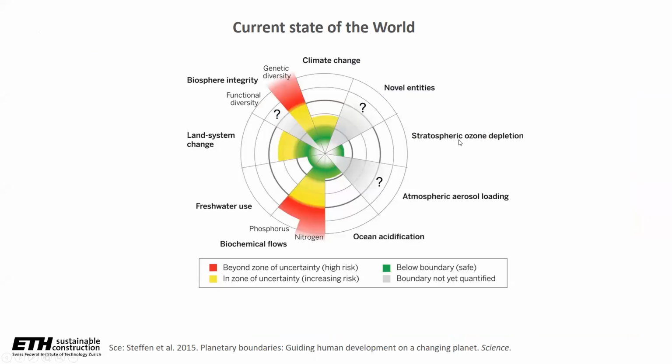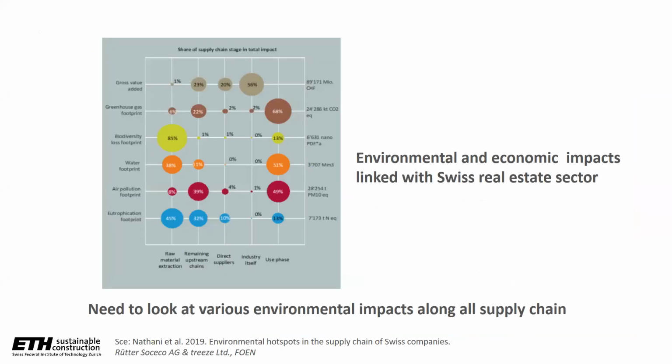You know that the planet has passed some planetary boundaries, some tipping points for some of the environmental impacts, being biodiversity, biochemical flows, and others. If we look at one specific sector, for instance, the Swiss real estate sector, and at these different environmental impacts here, greenhouse gas emissions, biodiversity, water footprint, air pollution, eutrophication, you see that the environmental impacts are located in different stages.